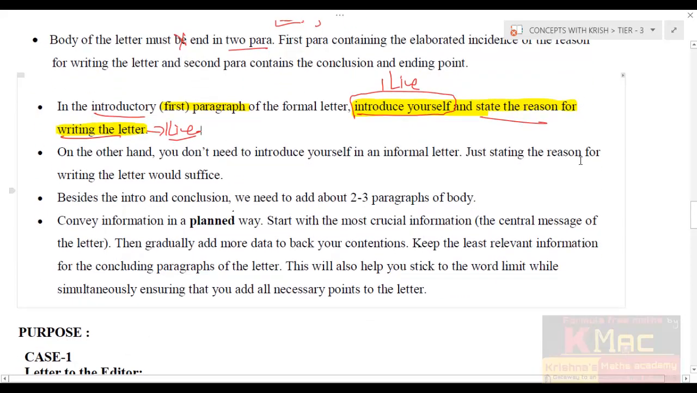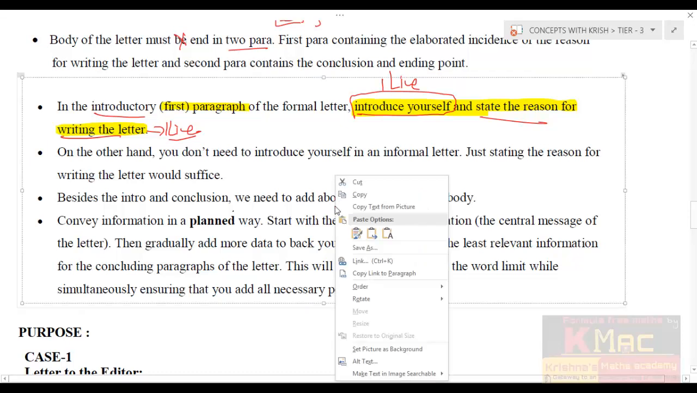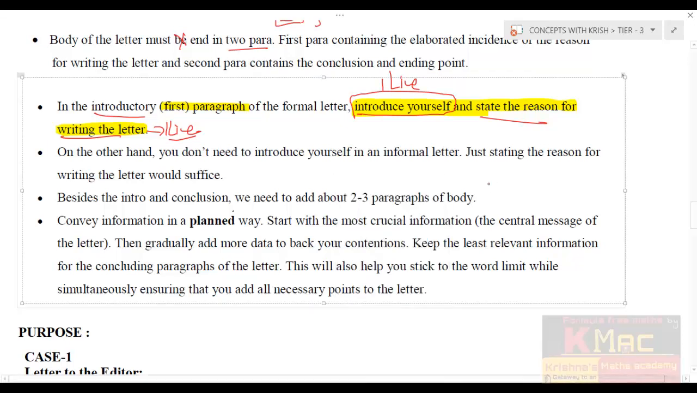Coming to the second para, you just brief upon the topic, what exactly is happening, and describe it. You need not use all your creativity. You can use your creativity to any level in an informal letter, but in a formal letter do not use your creativity too much. Just be very specific and to the point. So in the first para you will write about yourself and then the purpose of writing the letter. In the second para you will describe the incident, what exactly you are looking for, what exactly you wanted to convey. That will be your second paragraph.